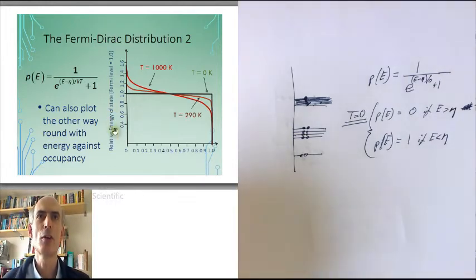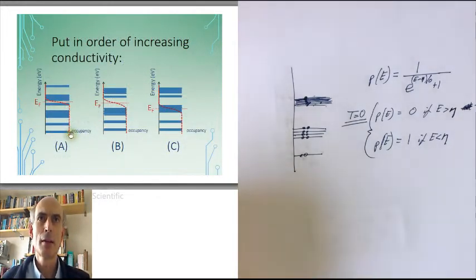Doing it like this, with energy on the y-axis, means that I can superimpose these curves on those energy band diagrams that we were seeing before. For example, here I've superimposed the probability of occupancy, that's these red dotted lines, on the possible energy states in a series of different types of solid.